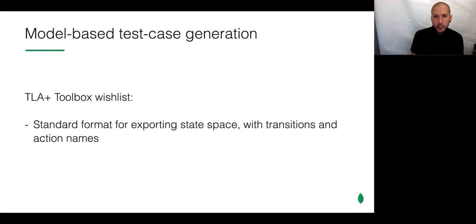We just have one wish list item, which would be a standard format for exporting the state space with the variable values and the transitions and the action names. For us, we had to write a Go program to parse the dot format that TLC outputs. I think that that's a barrier to adoption. And if TLC could output a CSV or a JSON file, that people would be much more likely to try out this kind of technique.